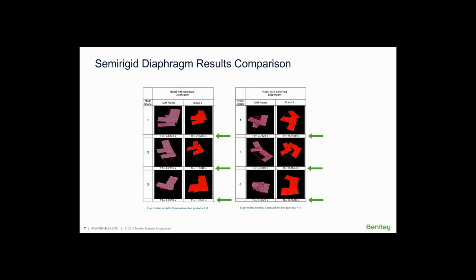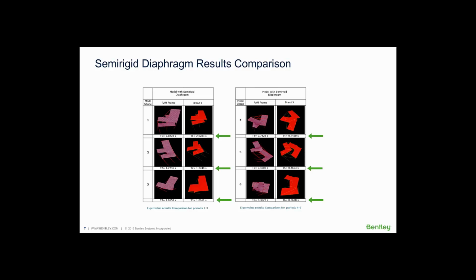with the green arrows. So for the first mode, the period given by RAMFrame is 2.0278, and for the other software it's 2.0283. So we're out there at the fourth decimal place. We're off by 0.0005 seconds on this rather complicated model when you consider that it's meshed the whole diaphragm.